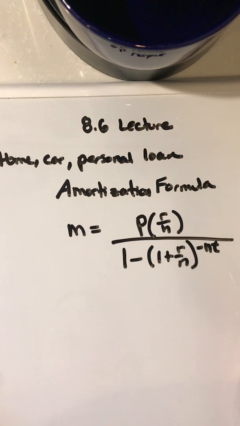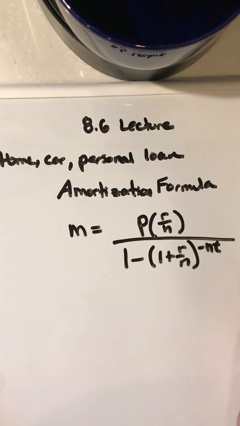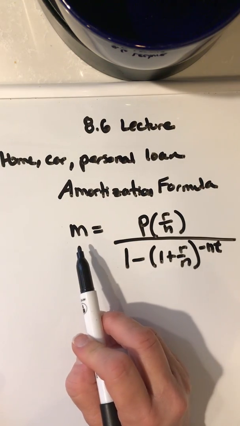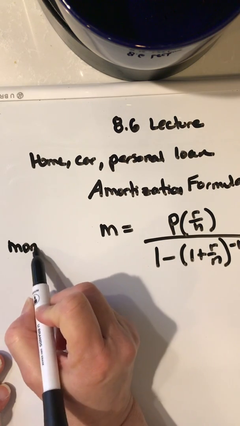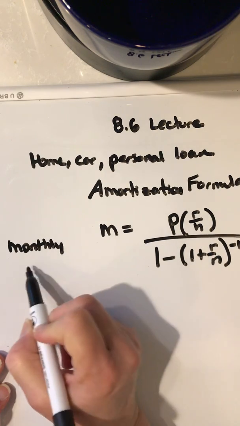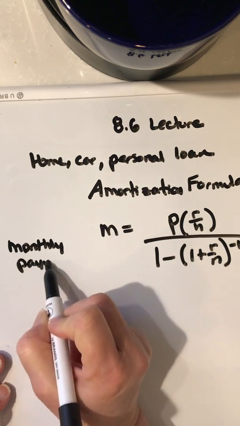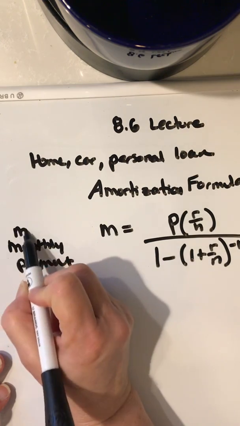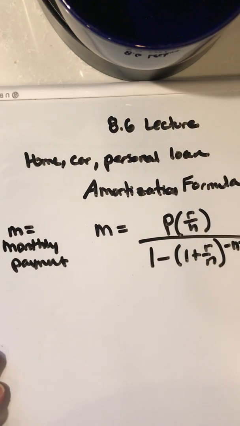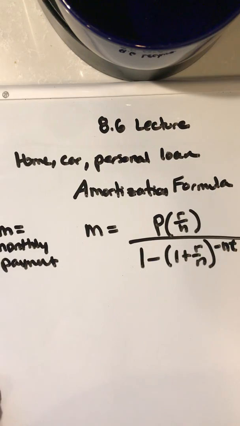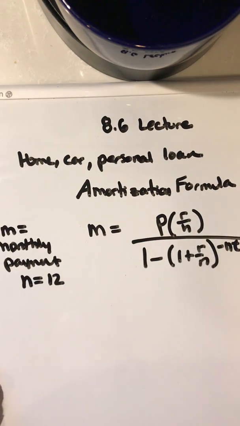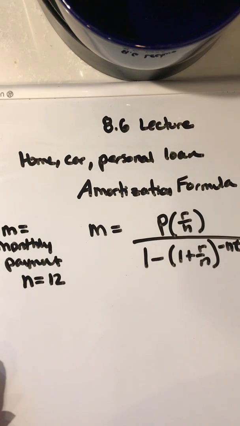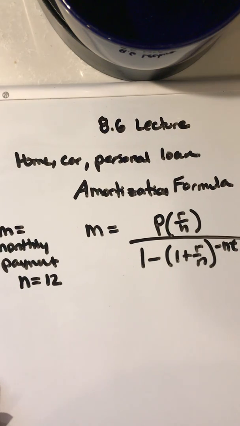Okay? All right, what's the new letter that we see here? M, right? What do you think M stands for? Correct. Monthly payment. That's what M equals, the monthly payment. Now, for this particular type of loan, just for this class, N will always equal 12. We pay once a month, so we're going to calculate interest once a month as well.